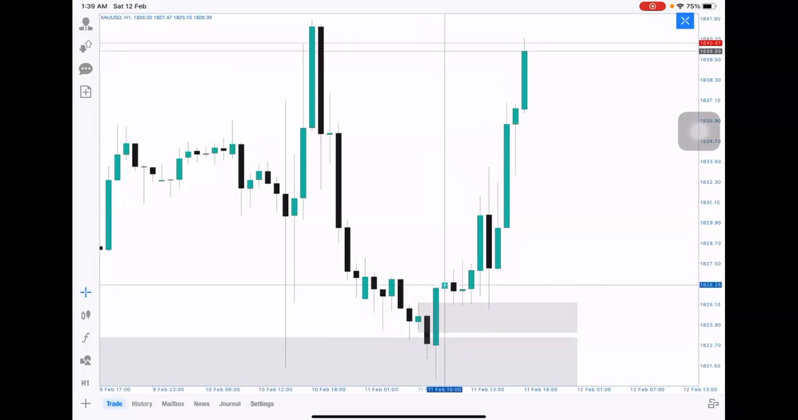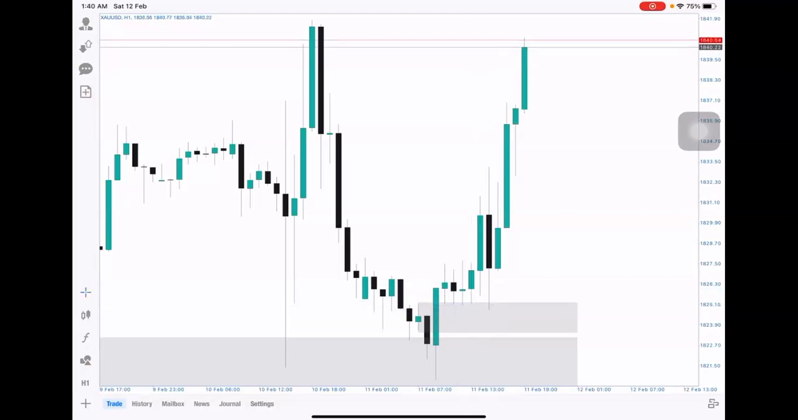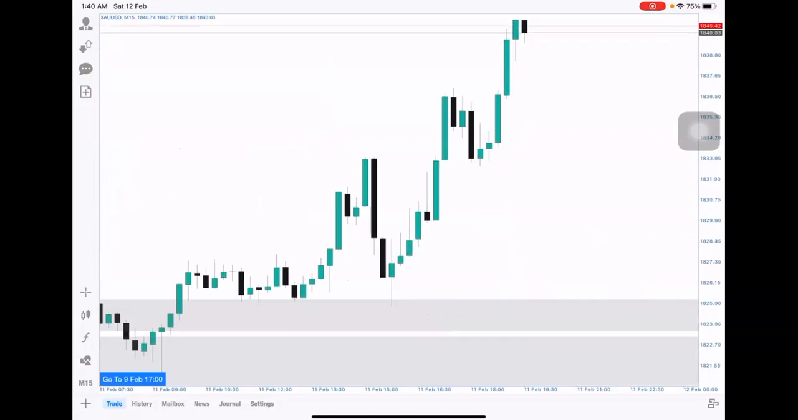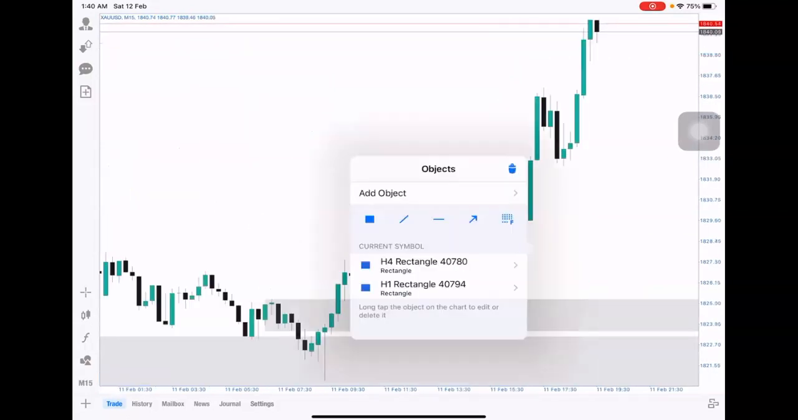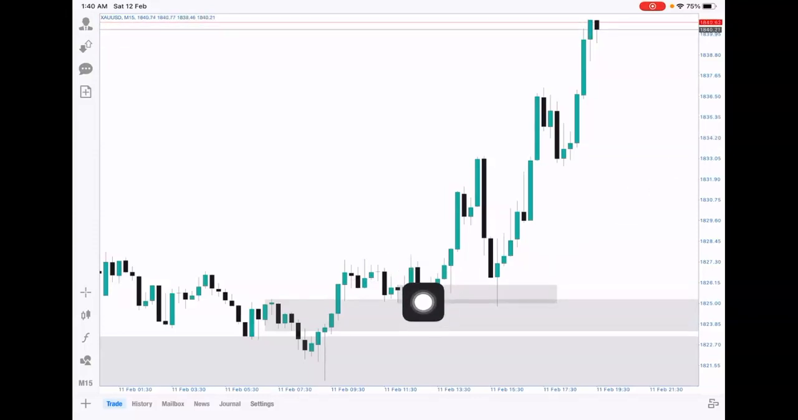So breakout, pull back. Okay, if you want to entry here, no problem, you can straight entry over there. But if you prefer to have confirmations, you can go to lower time frame, which is M15, to wait for another engulfing buy over here. See, engulfing buy. So price pull back, buy.